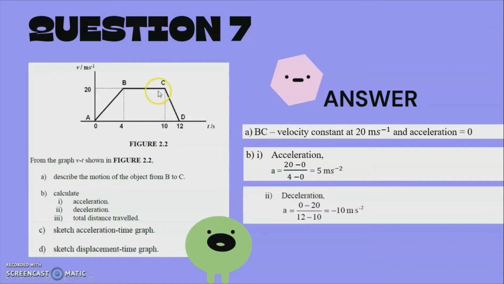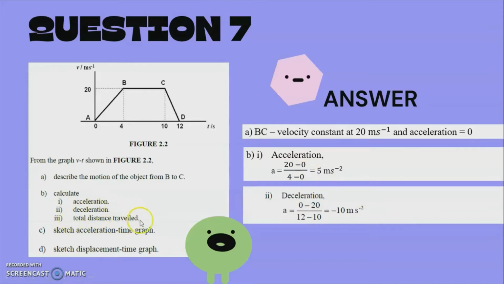So for deceleration, you find CD. Okay, so final position is D, initial position is C. So that's why 0 minus 20 divided by 12 minus 10. So you will get the value of negative 10 meter per second per second. So you will get acceleration equals to negative, indicating that the object is decelerating.